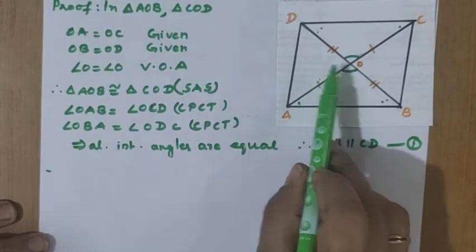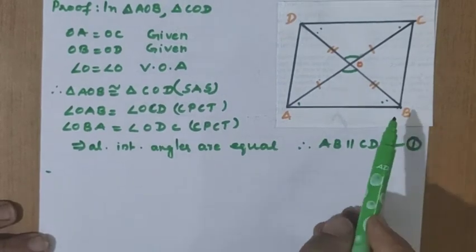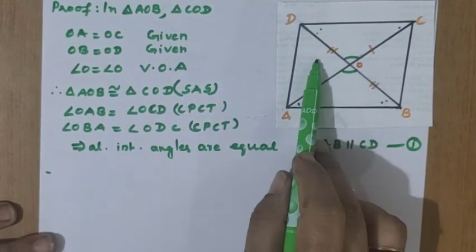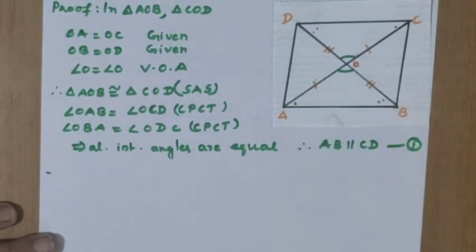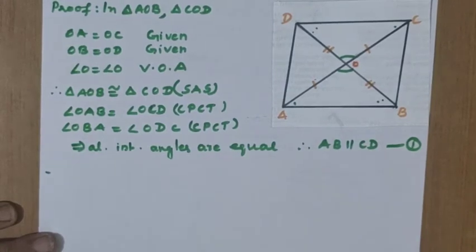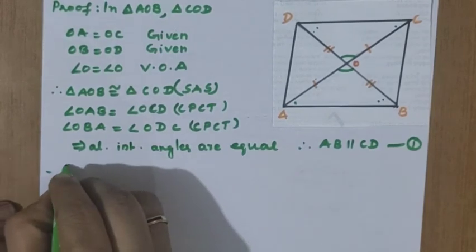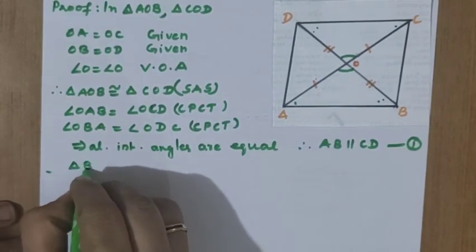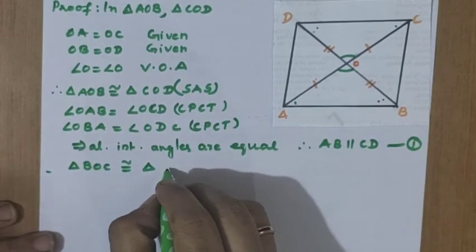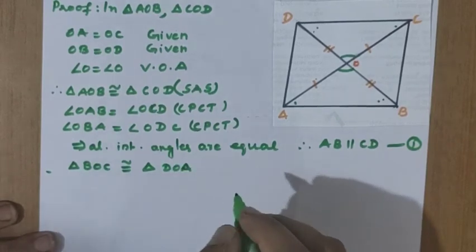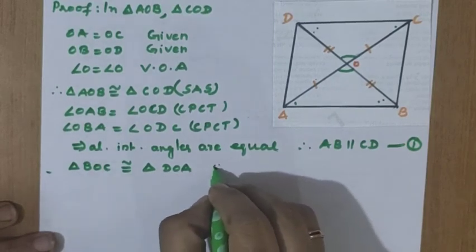Similarly, we consider the other two opposite triangles, BOC and AOD, and we can prove that these two triangles are also congruent. By this, what can we prove? Another pair of alternate interior angles are equal. Therefore, we can say that AD is parallel to BC also. Considering triangle BOC, I'll take triangle BOC congruent to triangle DOA, and the criterion will be SAS again.